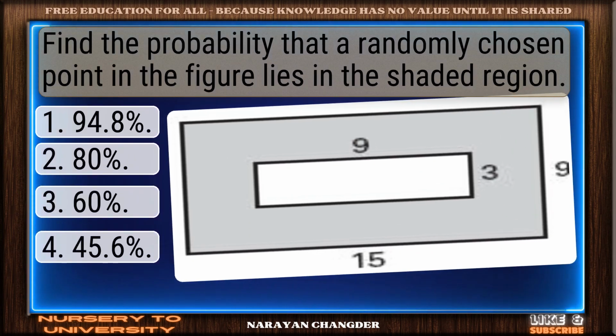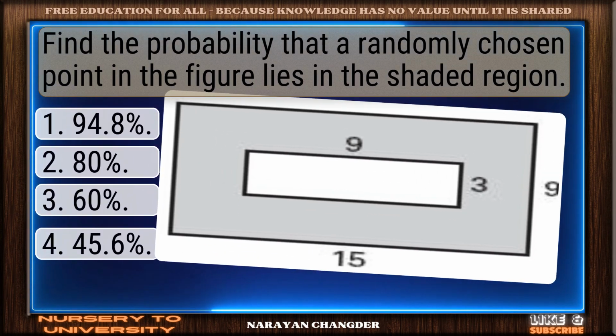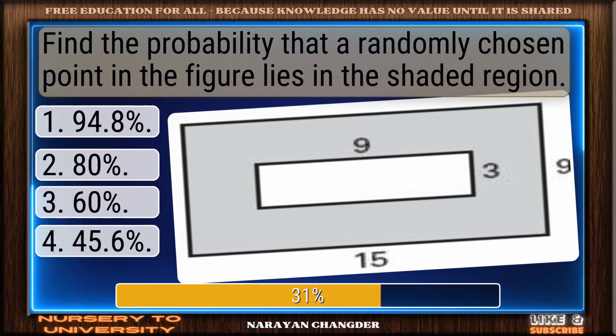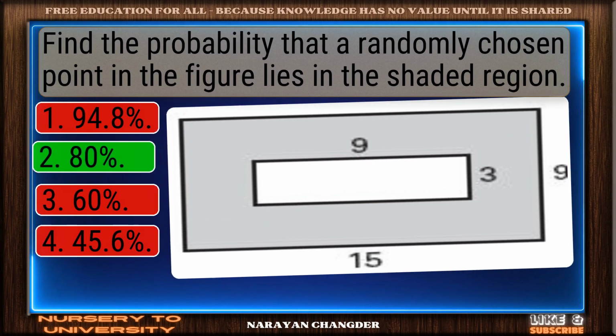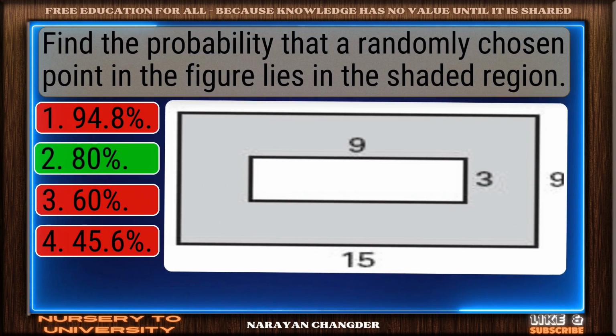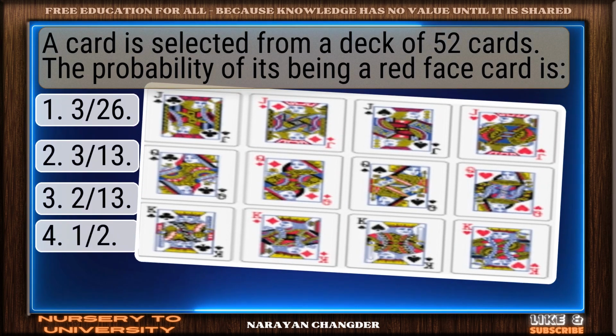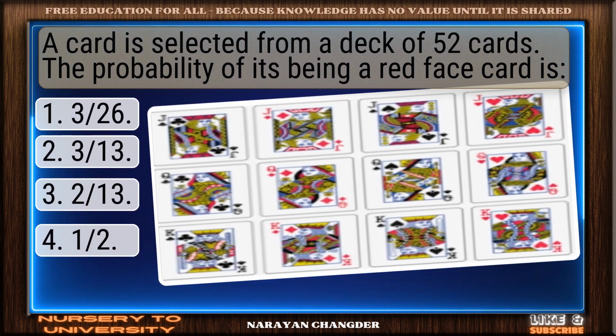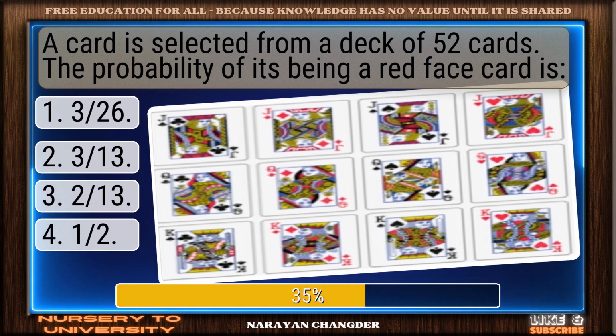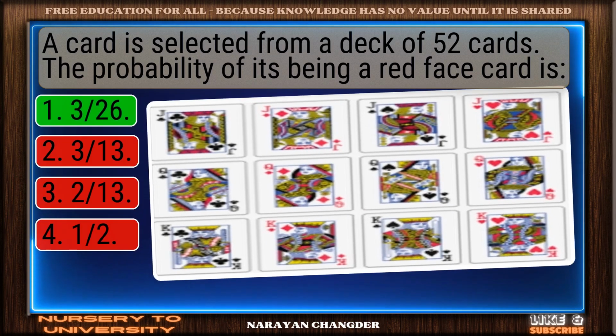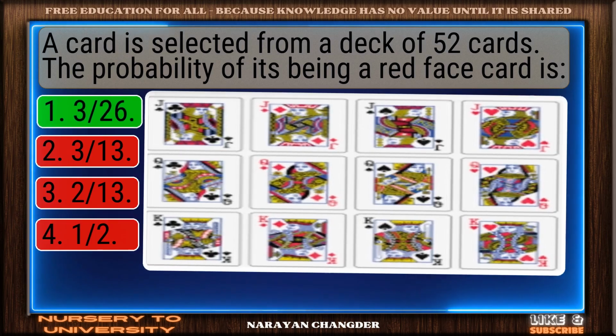Find the probability that a randomly chosen point in the figure lies in the shaded region. Exactly. 80% makes sense. A card is selected from a deck of 52 cards. The probability of its being a red face card is. Nice selection. 3/26 is correct.